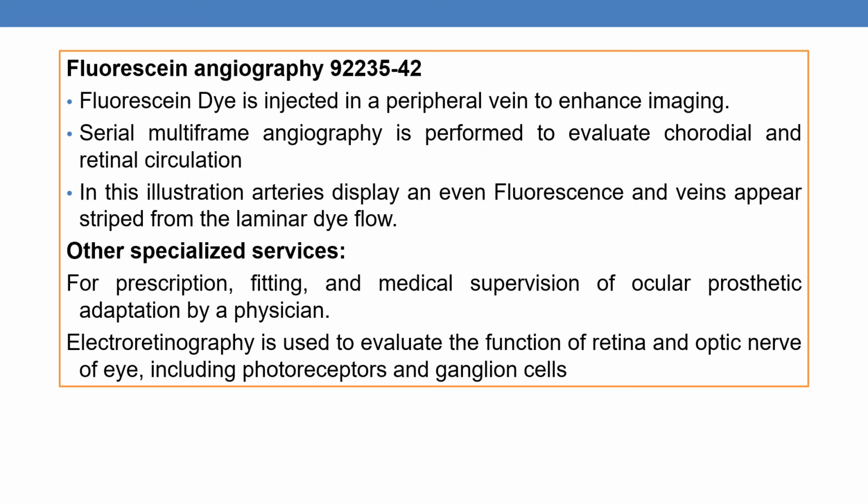Next, coming to fluorescein angiography, the CPTs are 92235 and 92242. Here, a fluorescent dye is injected in a peripheral vein to enhance the imaging, and a series of multi-frame angiographies is performed to evaluate the choroidal and retinal circulation. In this illustration, arteries display an even fluorescence and veins appear striped from the laminar dye flow. That is the basic principle in this fluorescein angiography.